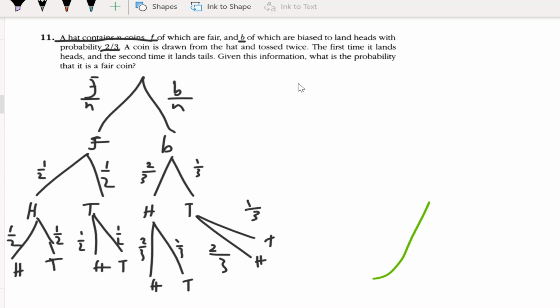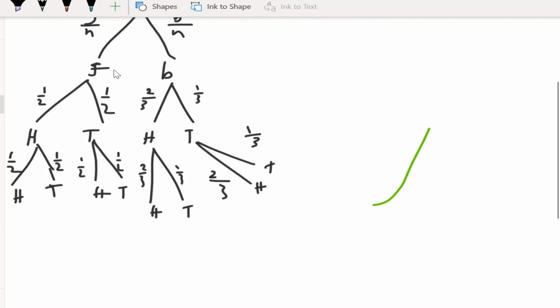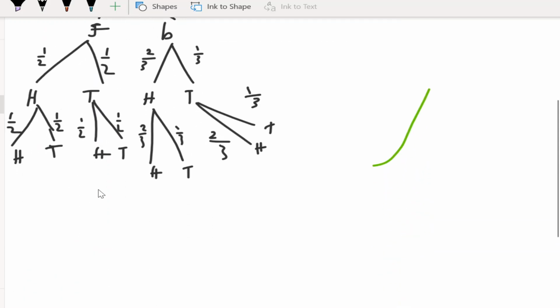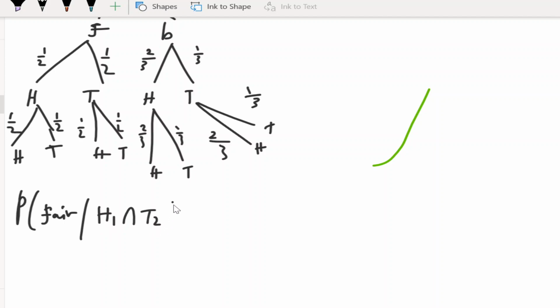Alright, cool. So now that we have a basic tree diagram, let's try and do the actual problem. So they're asking us, what is the probability that it is a fair coin given the information that it lands heads the first time and tails the second time? Let's write it like this: H1, T2. So heads first, tails second.